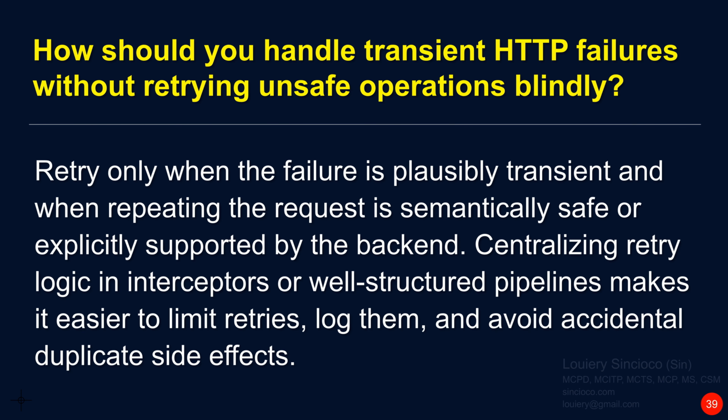How should you handle transient HTTP failures without retrying unsafe operations blindly? Retry only when the failure is plausibly transient, and when repeating the request is semantically safe or explicitly supported by the backend. Centralizing retry logic in interceptors or well-structured pipelines makes it easier to limit retries, log them, and avoid accidental duplicate side effects.